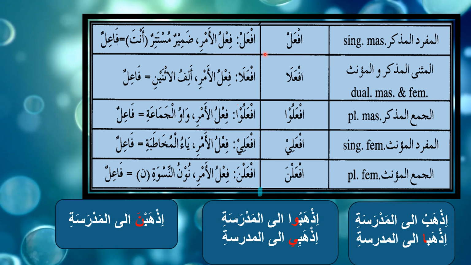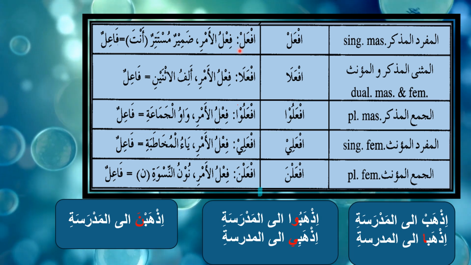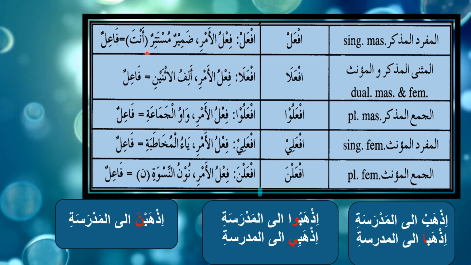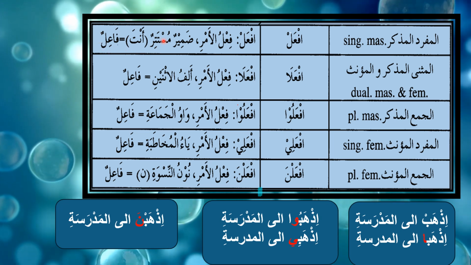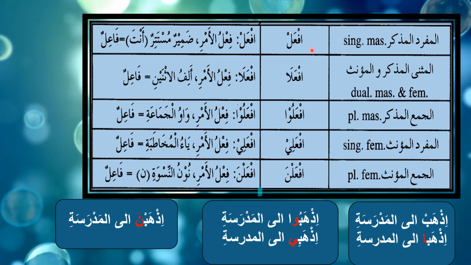And now let's see the fi'l amr. The fi'l is the command verb. You have your fail, and the damir mustatir, taqdiruhu anta, is the fail. So the fail, the damir mustatir, which is hidden inside, the anta is hidden inside.